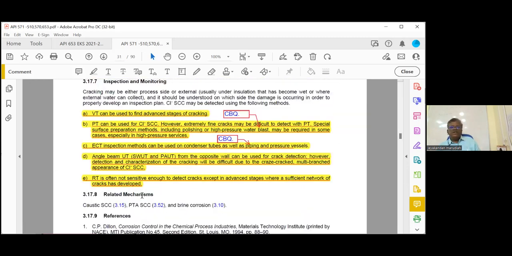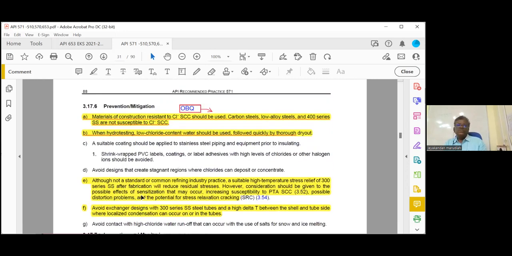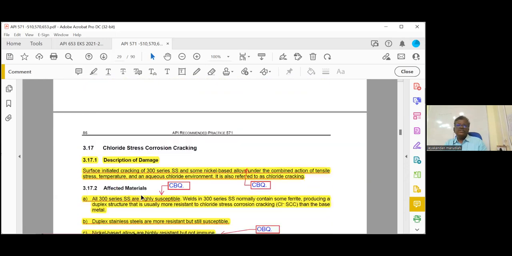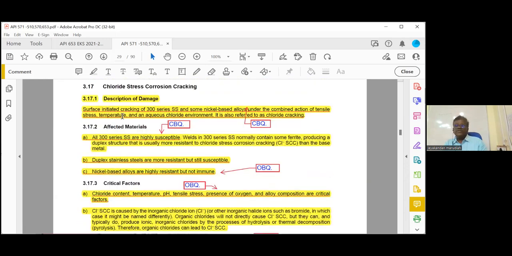That's all. RT generally for stress corrosion cracks is not preferred because the cracks are tight, may not be detectable by radiograph. Yes, please.